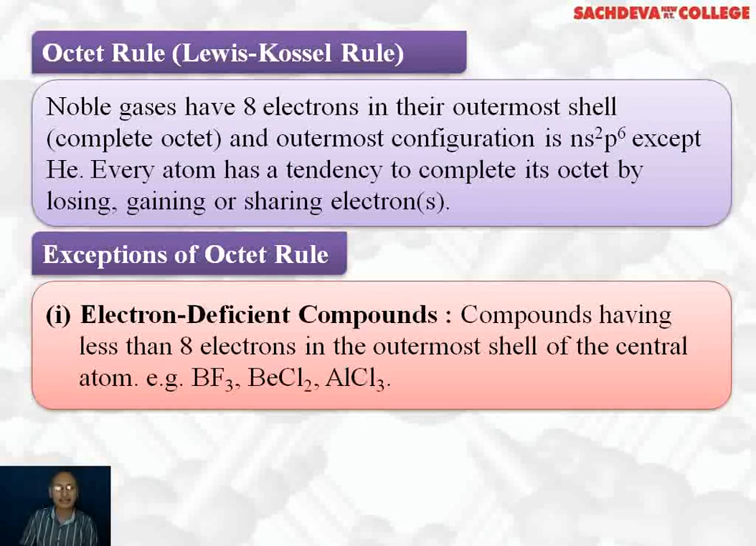Why we call them electron deficient compounds? Because their octet is not complete even after sharing of electrons.